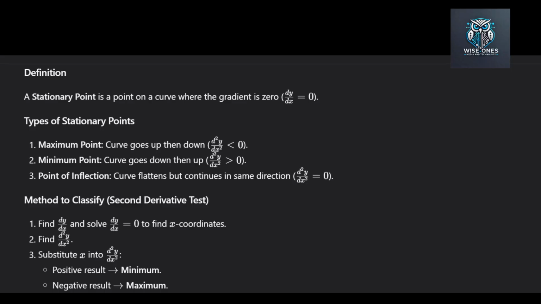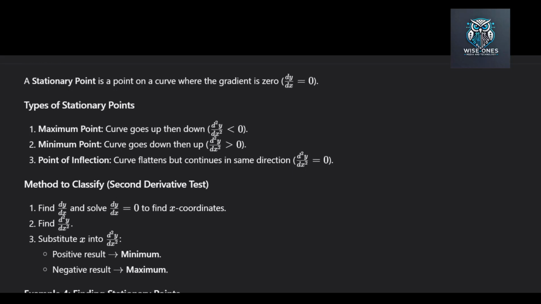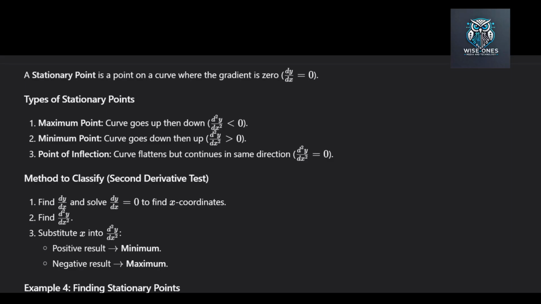Number 1, maximum point. The curve goes up, then down. It looks like a hill. The second derivative, d squared y/dx squared, is less than 0. It is negative.